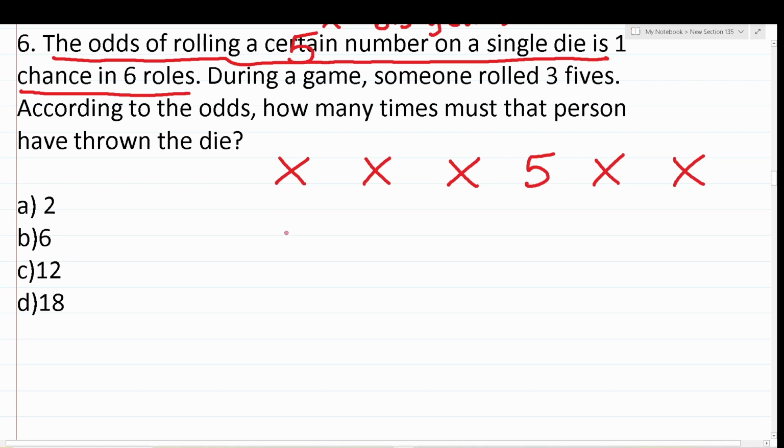So let's just copy this down again. First roll, no 5. Second roll, no 5. Third roll, no 5. Let's say on the fourth roll, they roll the 5 again. Fifth roll, no 5. Sixth roll, no 5.